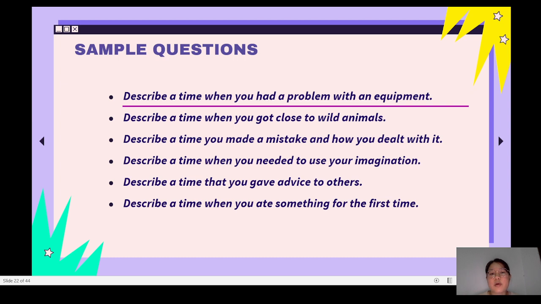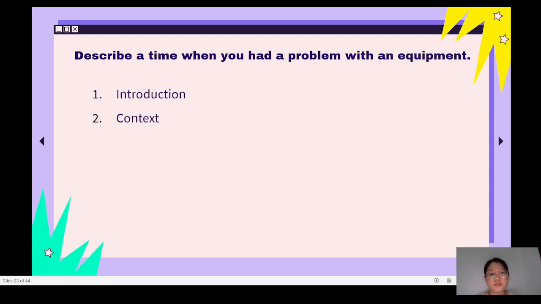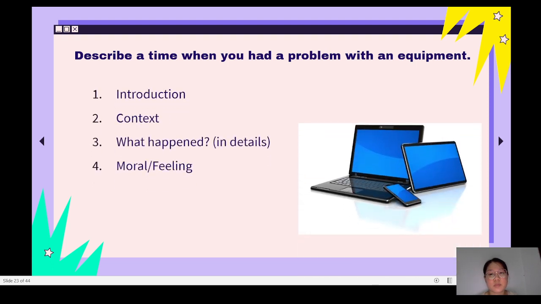And today I will show you how to tackle the first question. It's describe a time when you had a problem with an equipment. And you should remember that in this kind of question, they often include four main sections. They are introduction, content, what happened in detail, and your moral or your feeling after this occasion.